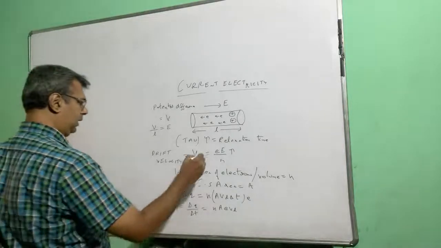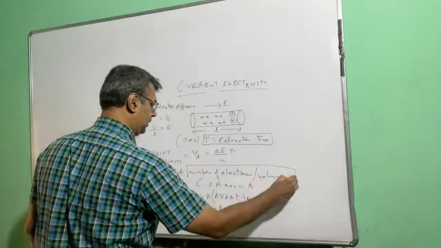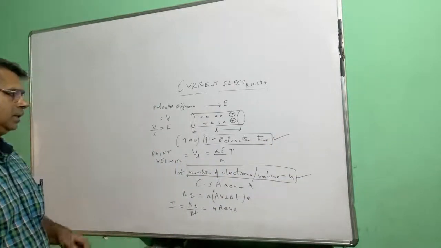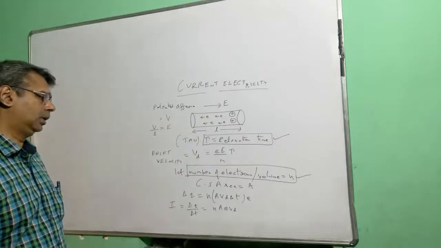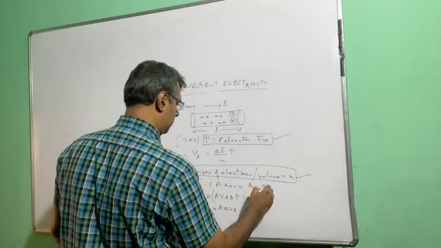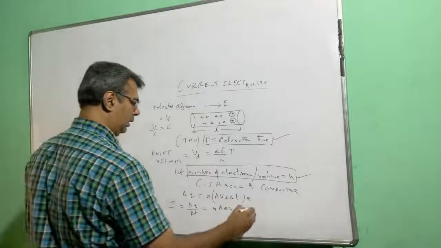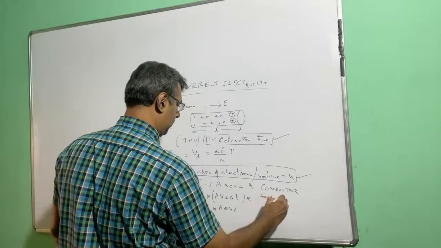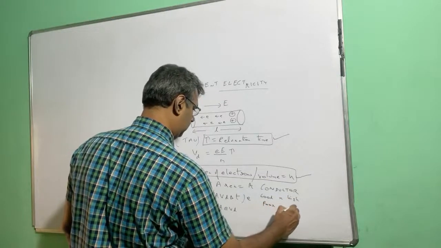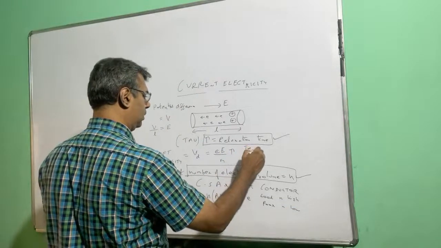Now, one very important thing, all of you, this relaxation time and this N, these are two very important properties of any conductor. So this number of electrons per unit volume N, it depends on the conductor. If it is a good conductor, then N will be high. If it is a poor conductor, then N will be low, right? So N depends on that, and relaxation time depends on temperature.